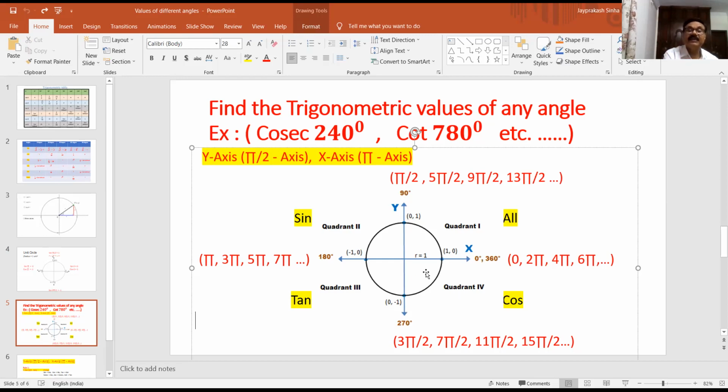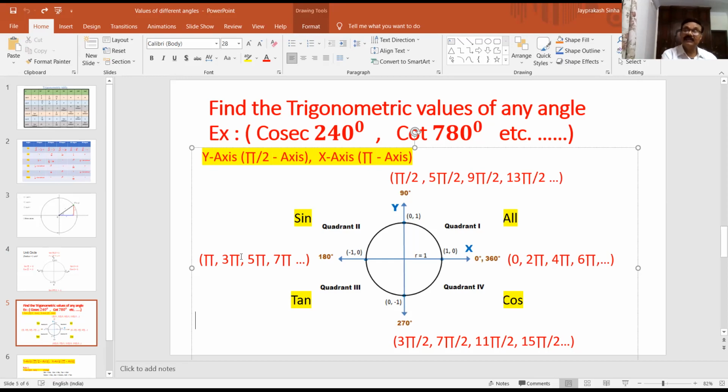So in this way, we can remember this. On the x-axis, you see all the pi values are written. Here the even pi, and here the odd pi. So this is called the pi axis. Here pi by 2, 5 pi by 2, 9 pi by 2, and here 3 pi by 2, 7 pi by 2, 11 pi by 2, like that. This y-axis represents the pi by 2 axis. So from now onwards we will call the y-axis the pi by 2 axis, and the x-axis the pi axis.